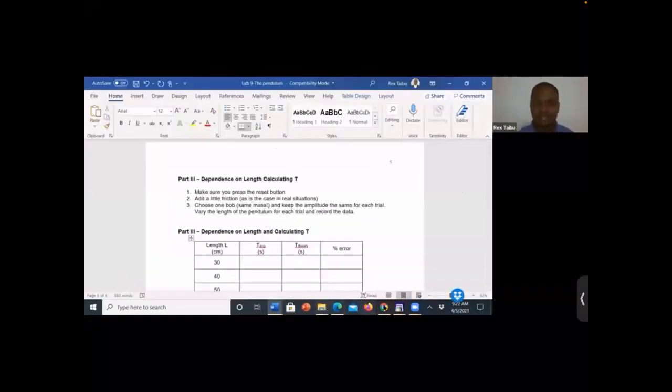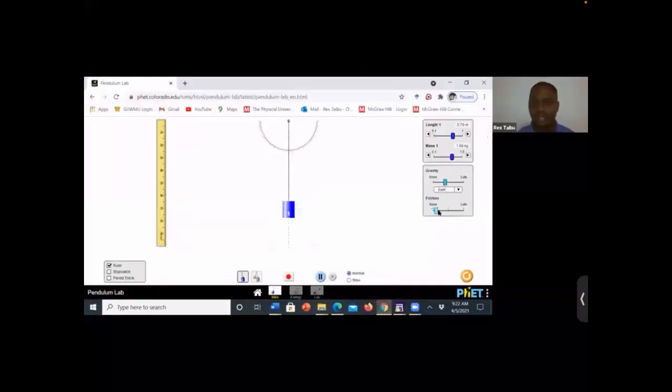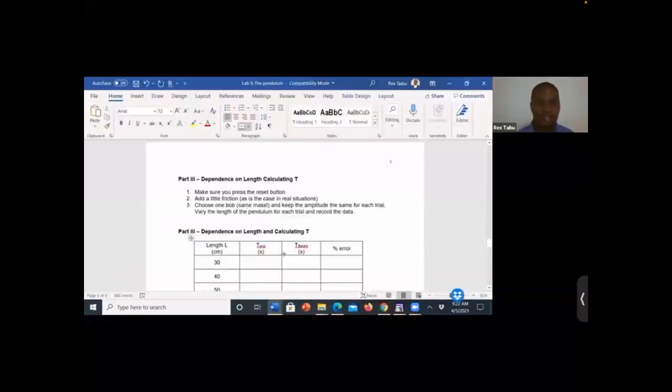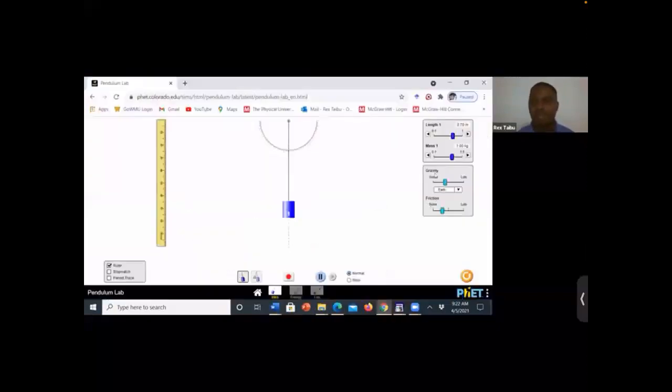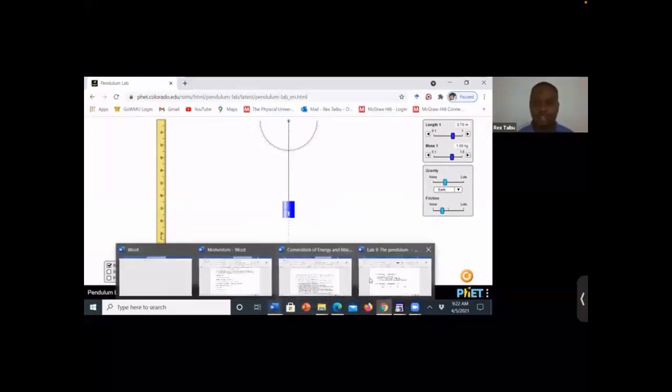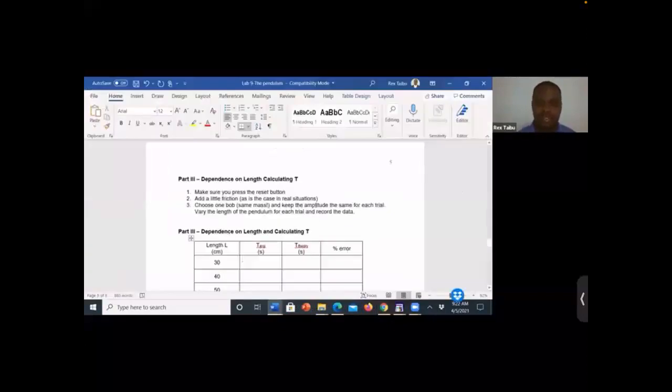Add a little friction. And what next? Choose one bulb, same mass. That means we have to make the mass the same. So I'm going to make the mass 1 kilogram, no change. And keep the amplitude the same for each trial. So I'm going to use 10 degrees as my amplitude.